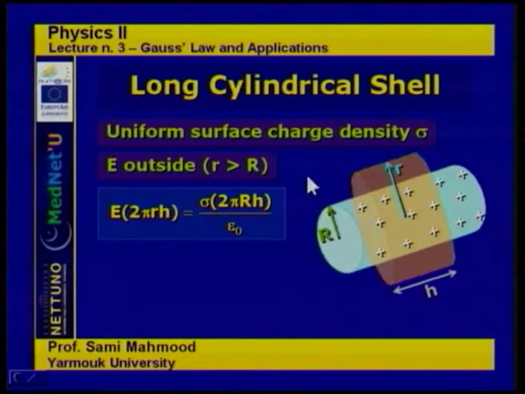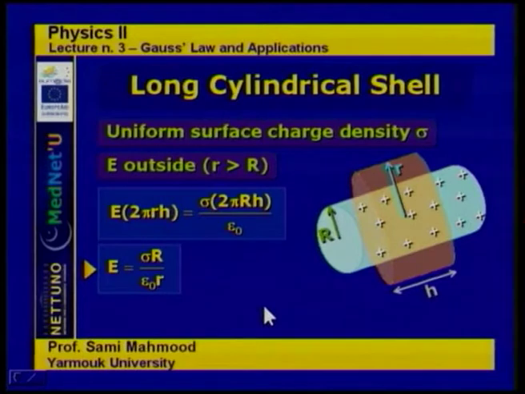That is equal to the charge inside the Gaussian surface. The charge inside the Gaussian surface is simply the density sigma times the area, and the area of the charge distribution is 2 pi times capital R times h, and that all divided by epsilon naught. That's from the definition of Gauss law.